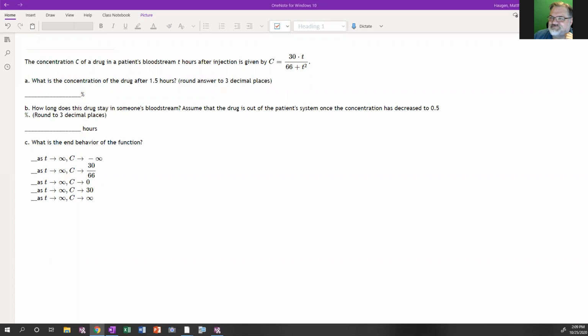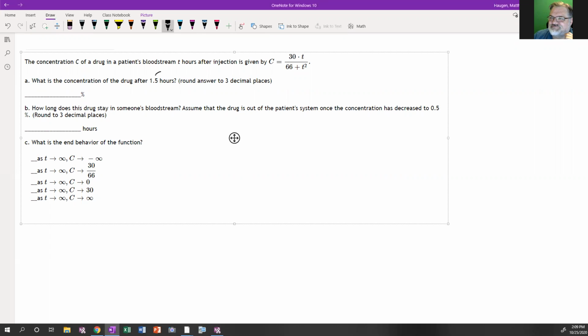All right, let's start by looking at this question here. This is 4.6, number 11 on the homework, or this version of it anyway. We have a concentration of drug in a patient's bloodstream t hours after injection given by this formula. It is a rational function. It's got a polynomial on top and a polynomial on the bottom. What is the concentration of the drug after an hour and a half?